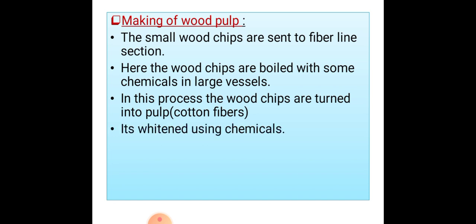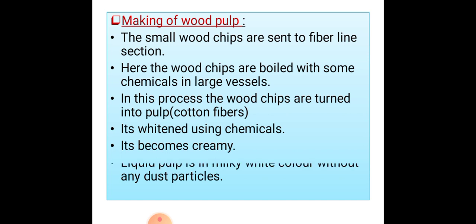And then, in order to make the paper white, chemicals are used for the whitening, and then it becomes creamy. The pulp, after using chemicals, becomes creamy. So the liquid pulp is a milky white color and without any dust particles. That means in the second stage, all the dust particles are removed.